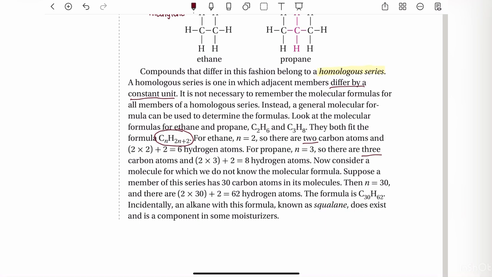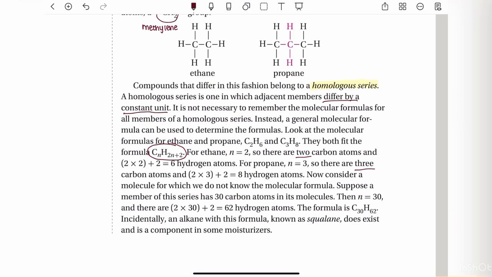Now, consider a molecule for which we do not know the molecular formula. Suppose a member of this series has 30 carbon atoms in its molecules. Then n equals 30, and there are 2 times 30 plus 2, 62 hydrogen atoms. The formula is C30H62. Incidentally, an alkane with this formula, known as squalane, does exist and is a component in some moisturizers.